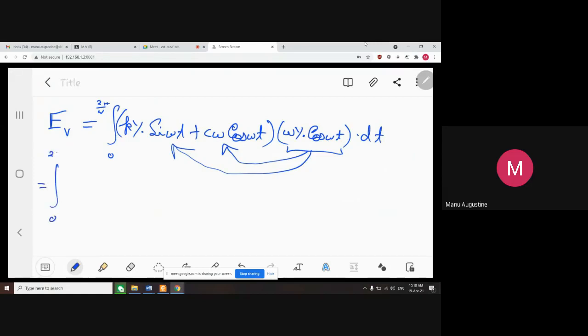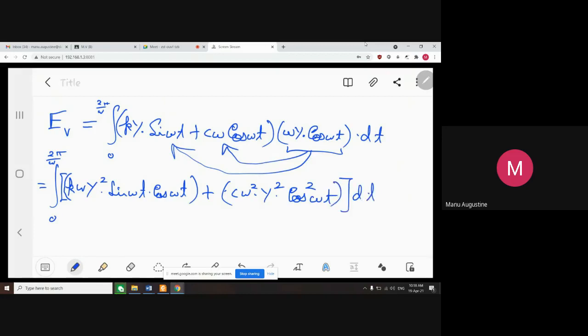integral 0 to 2 pi by omega of k omega capital Y square sin omega t cos omega t. This is the first term, plus c omega square Y square cos square omega t. And then you have your dt standing. Okay.